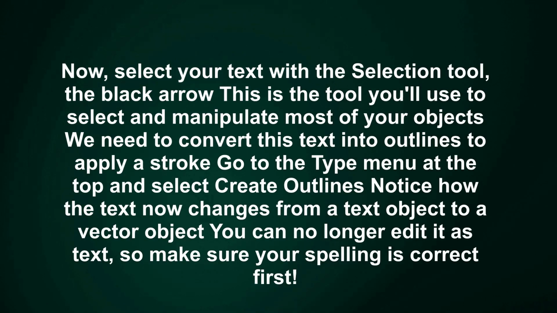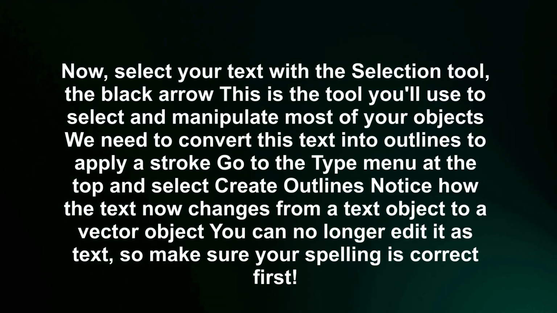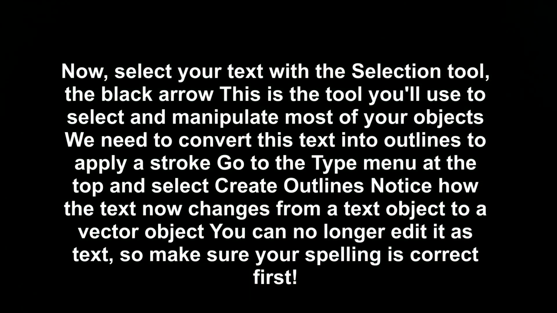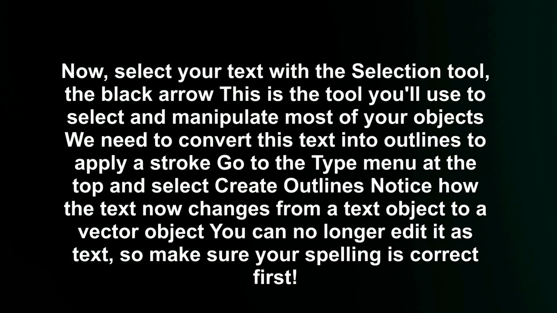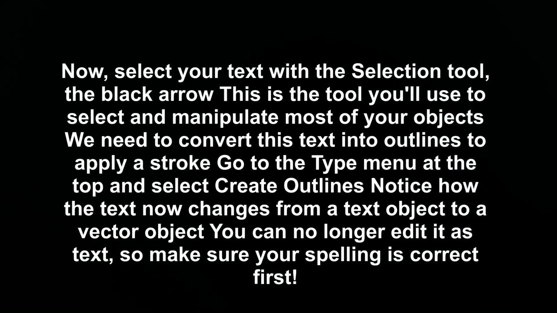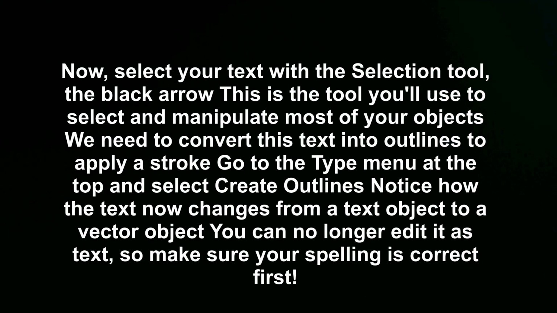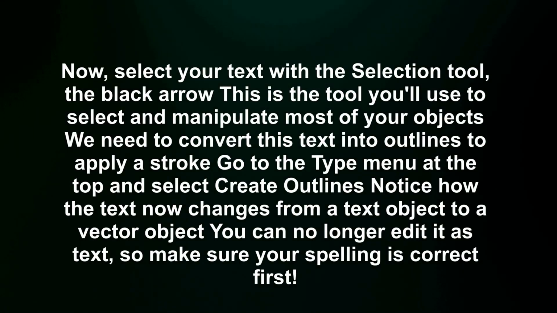Now, select your text with the selection tool. The black arrow, this is the tool you'll use to select and manipulate most of your objects. We need to convert this text into outlines. To apply a stroke, go to the type menu at the top and select create outlines.